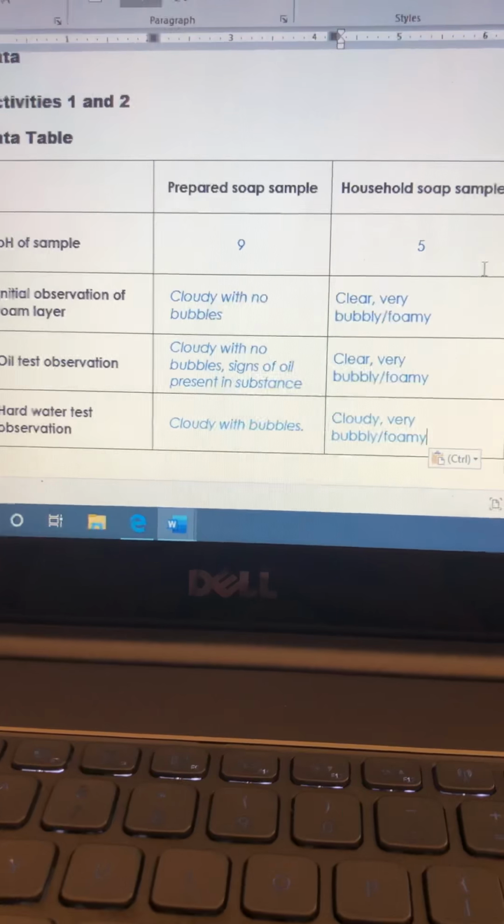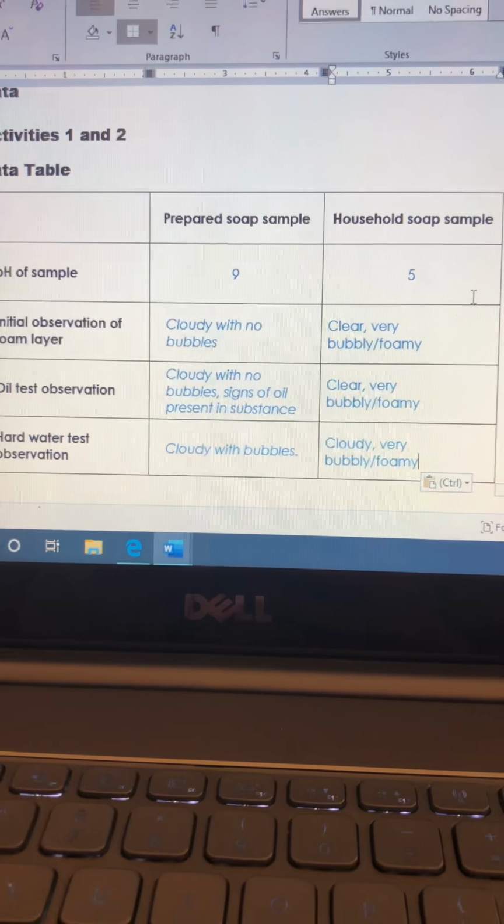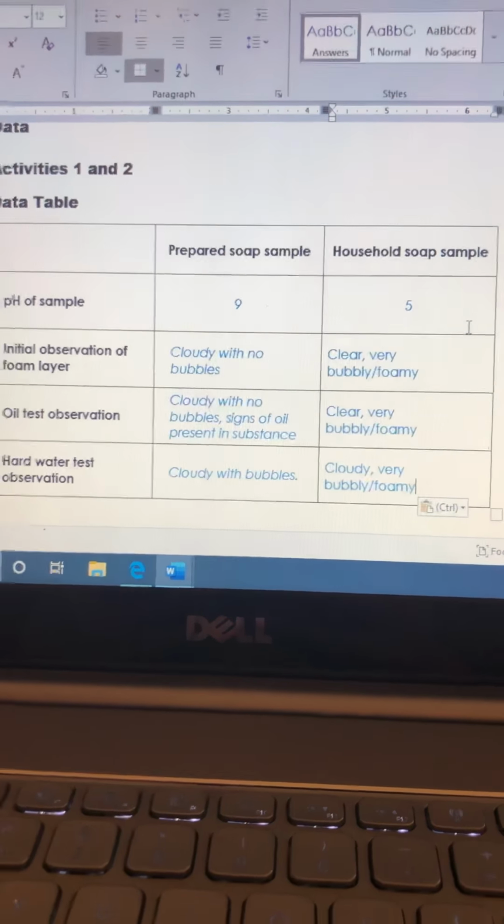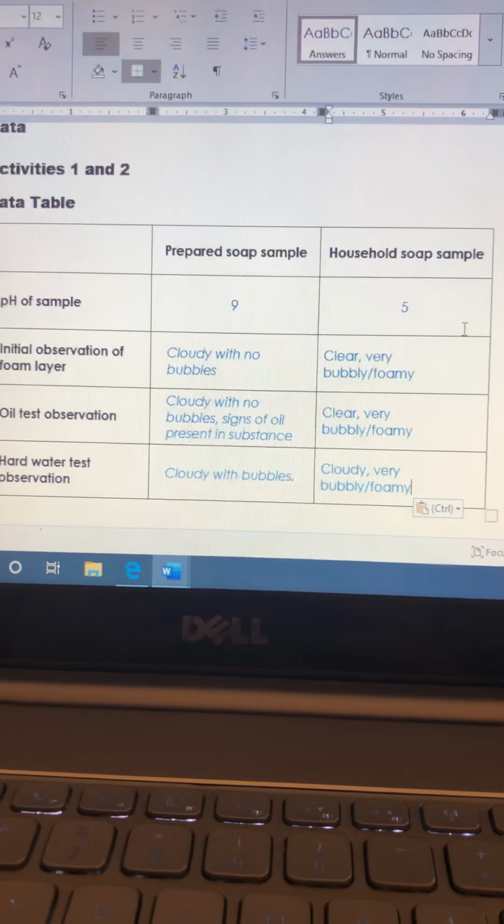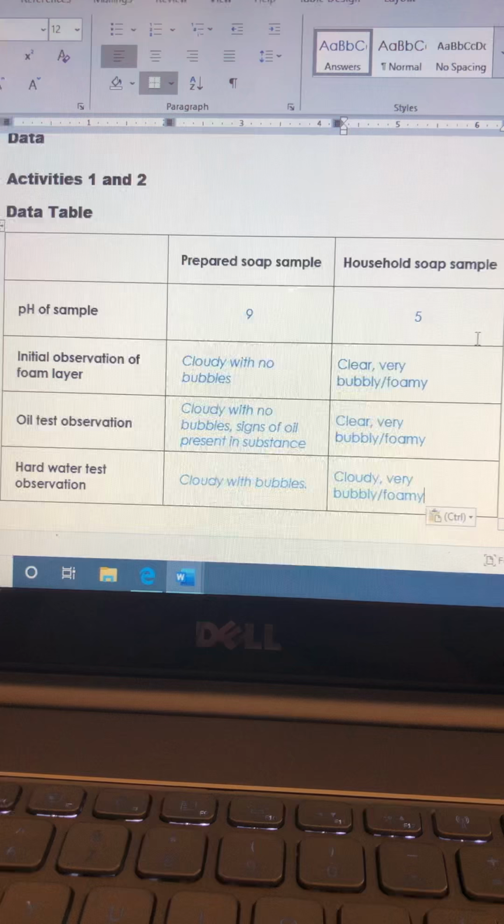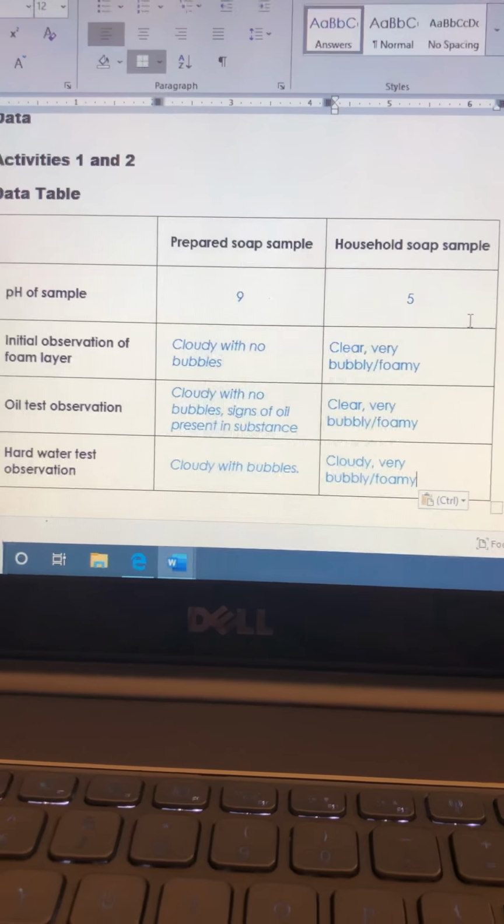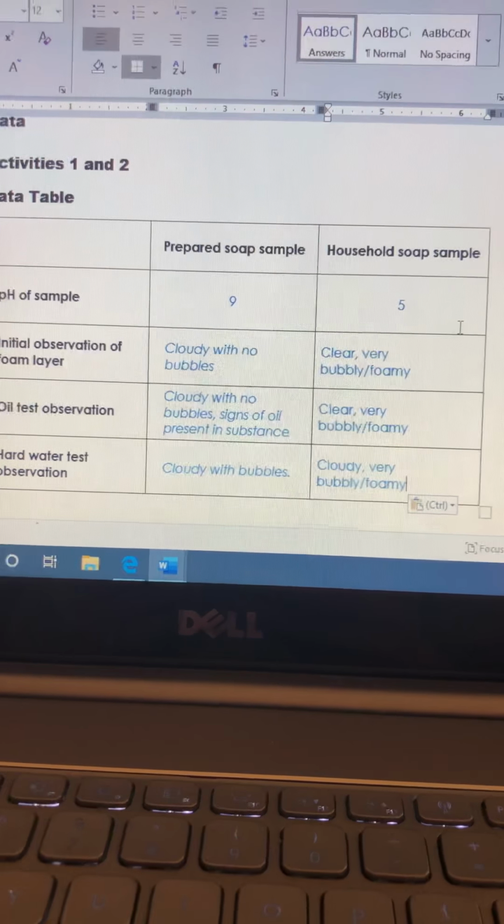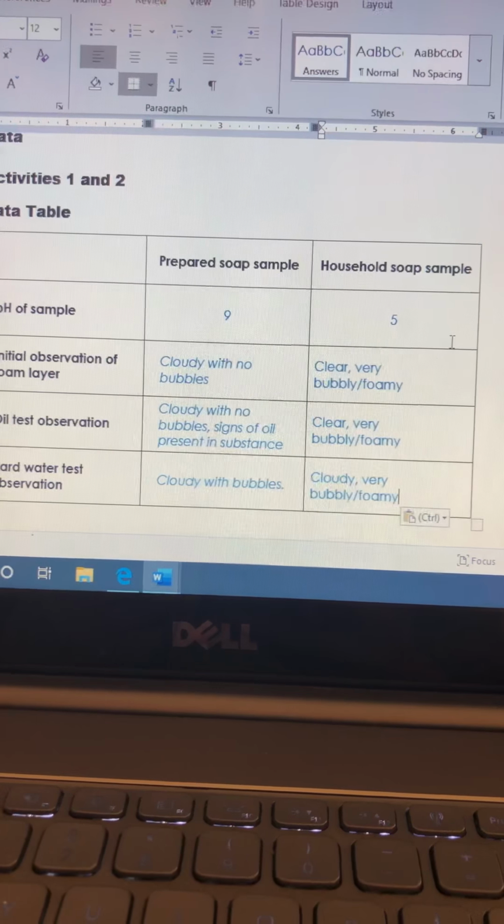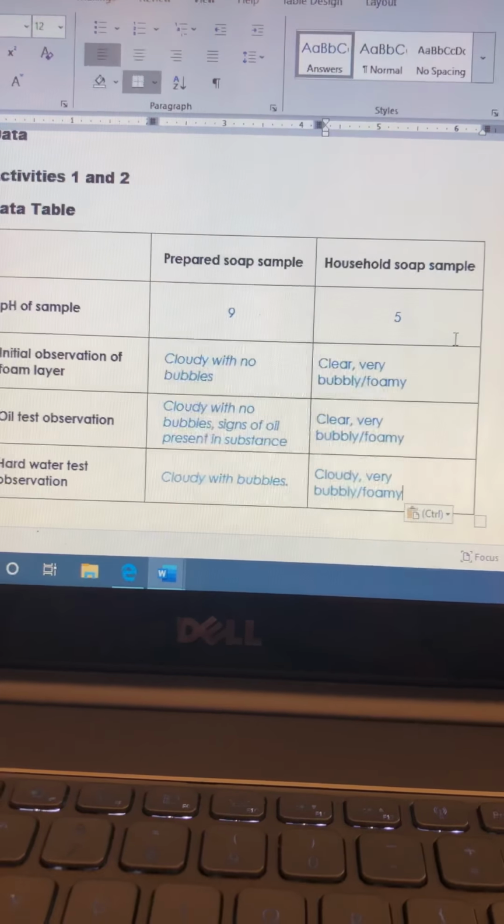After that, we added 2 drops of vegetable oil to test tube 1, the same test tube, and we wrote down our observations. This was for the prepared soap sample. It was cloudy with no bubbles. There were small signs of an oil substance present in the mixture.